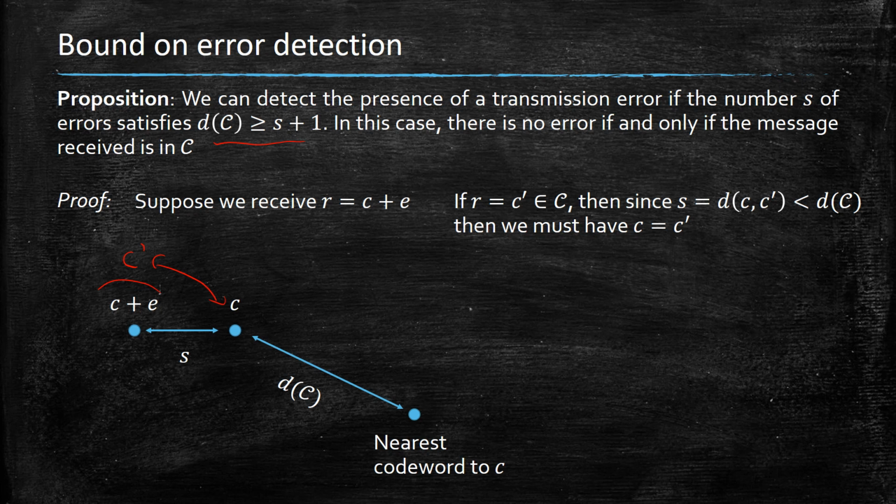Otherwise, you see that the nearest code word to C has got to be farther away. If the nearest code word different from C, which we could call C0, exists, it's got to be outside of the sphere of radius S. So there is no other code word inside the sphere than C itself. So whatever you receive, either it's inside the sphere and it's not a code word, or if it is a code word, then it's got to be C. Okay?